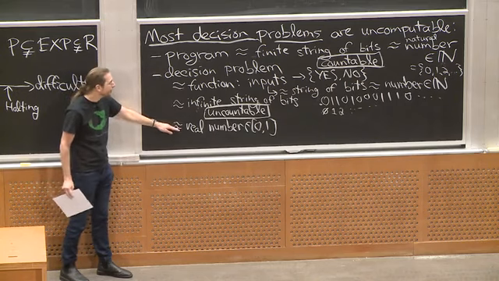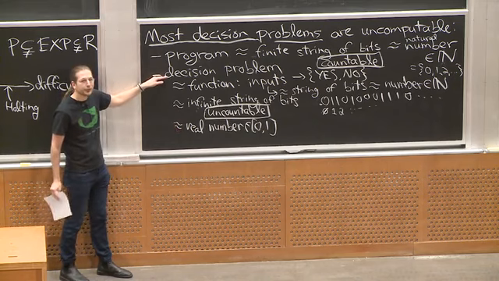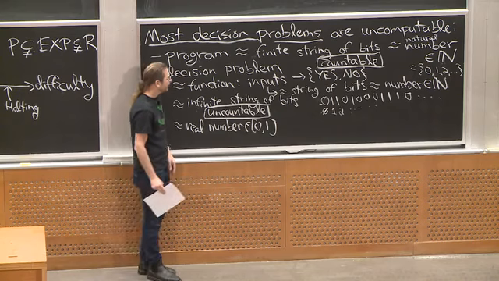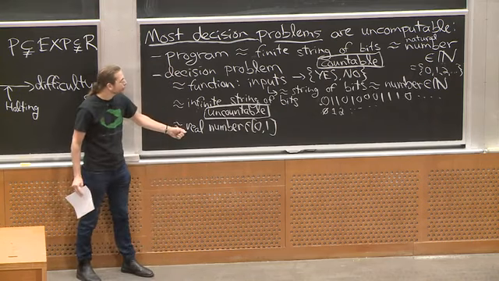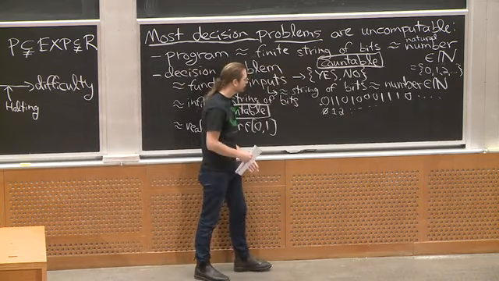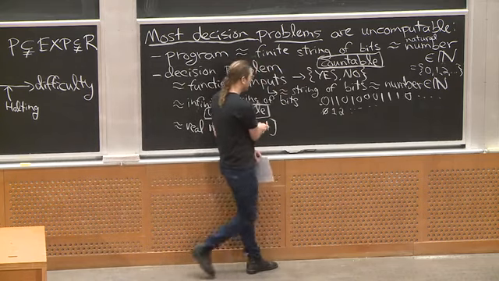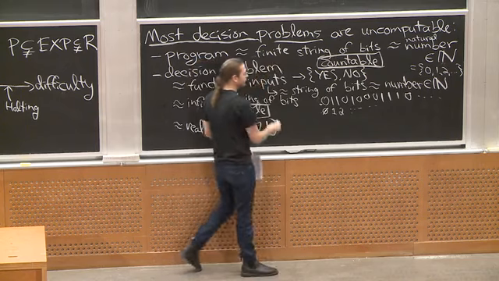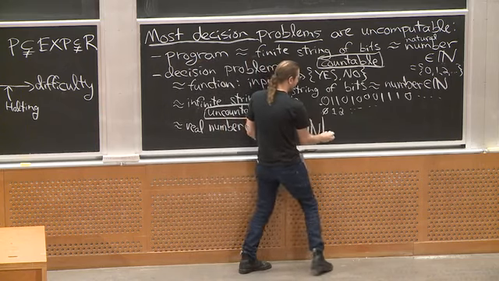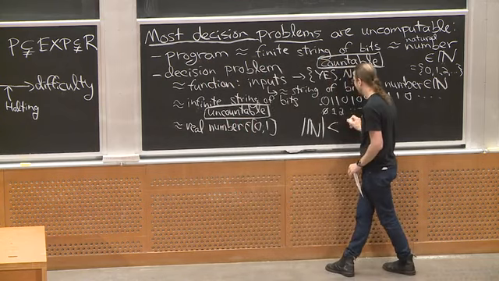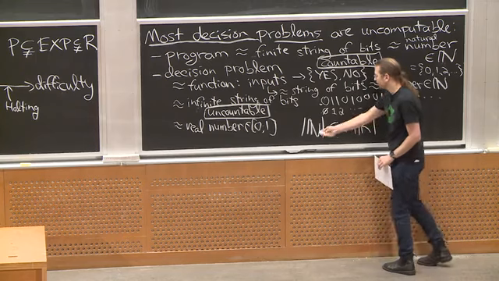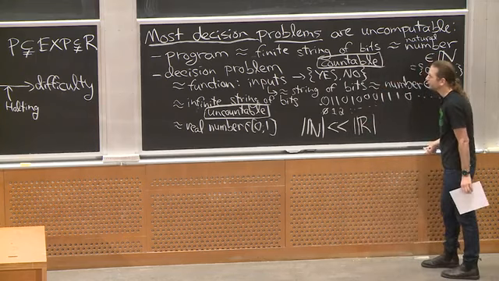If I take any real number, there is a corresponding decision problem. These are a one-to-one bijection between them. And the bad news is real numbers are uncountable, and natural numbers are countable, which means there are a lot more of these than there are of these. So one way you might phrase this, informally, is the number of natural numbers is way smaller than the number of real numbers.